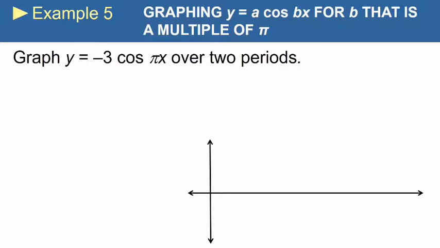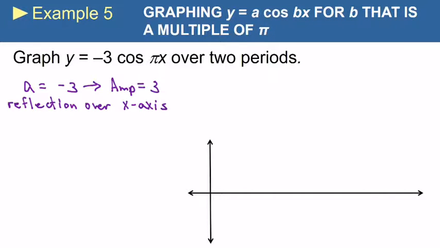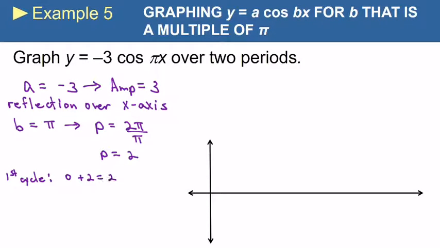So first of all, a is -3, and that means amplitude is 3. And now the negative means that we have a reflection over the x-axis. Now b is pi, and then period is 2 pi over b, which is 2 pi over pi, so period is just 2 in this case. Alright, now the end of the first cycle, we start at 0, and we go a period of 2, and that means the end of the first cycle is at 2. And for the second cycle, we start at 2, and we go another period, and that means that the end of the second cycle is at 4.